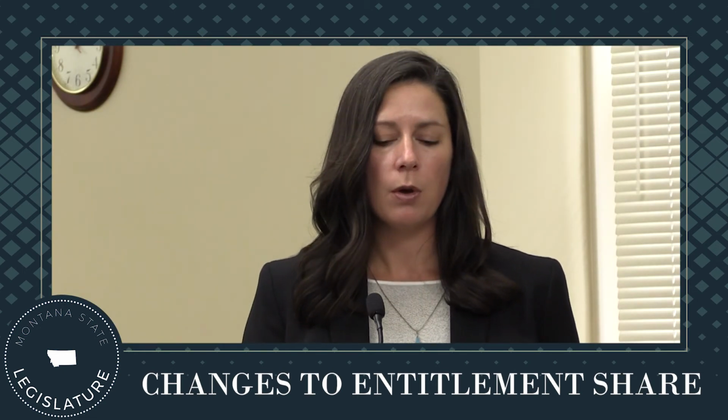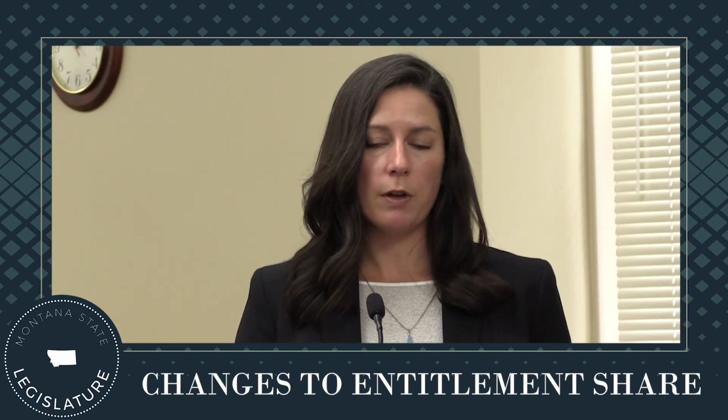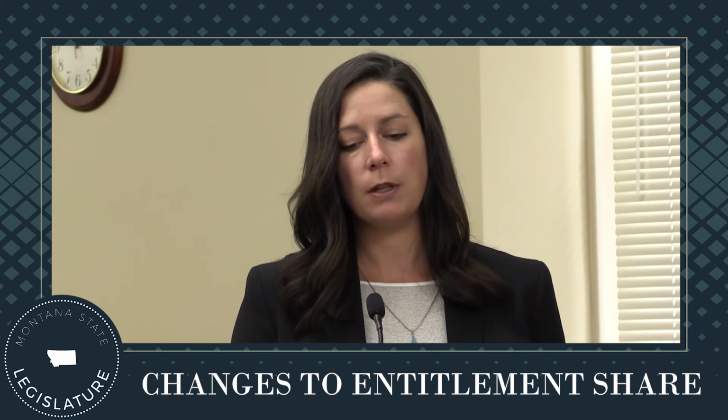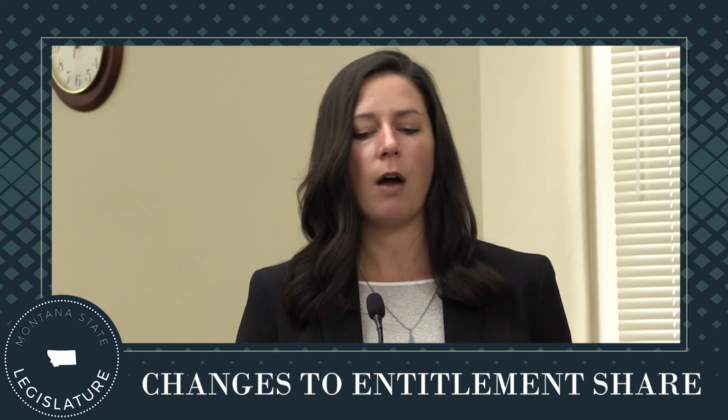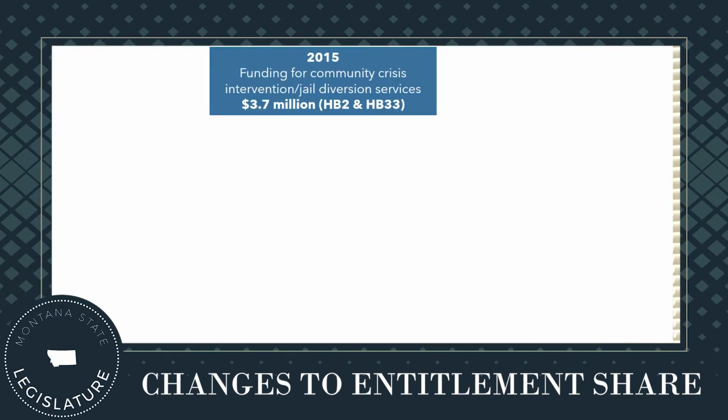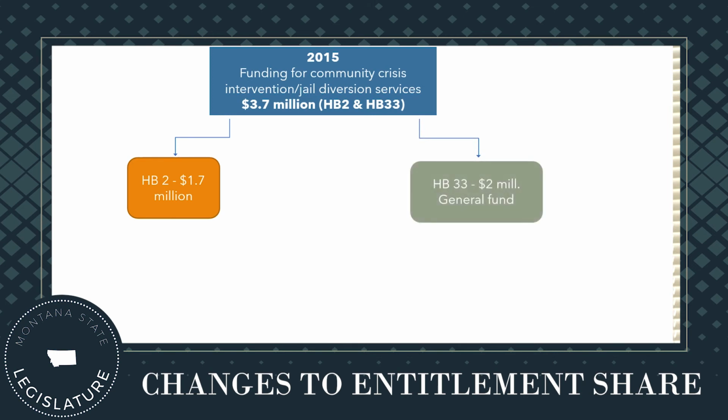Now if we just think this through, the 16 payment was reduced by more than $1 million, which would then make one assume that probably the 17 payment is going to be lower as well because it can only grow off of the 16 payment. So let's look at this as a flow chart. It might be a little bit easier. So the funding for community crisis intervention and jail diversion services were done in 2 bills in 2015. Ultimately it is going to end up with a $3.7 million appropriation through the state. So House Bill 2 appropriates $1.7 million. And then House Bill 33 asked for a $2 million general fund appropriation.